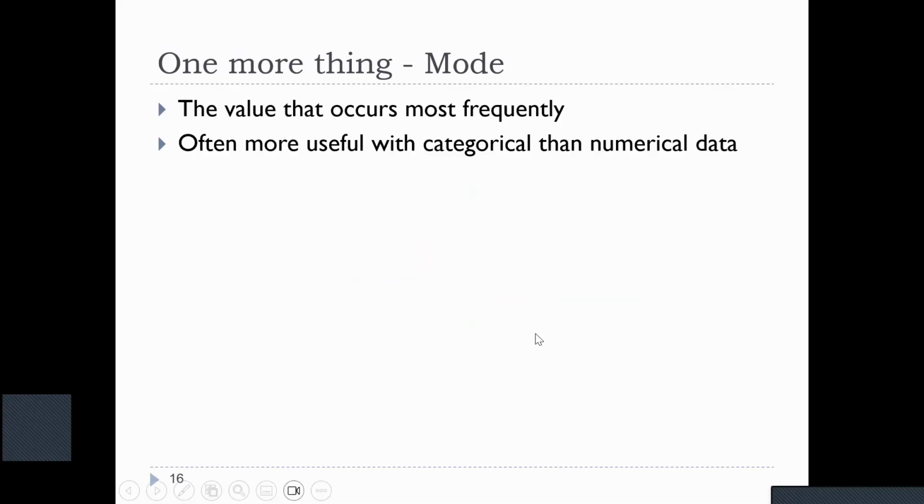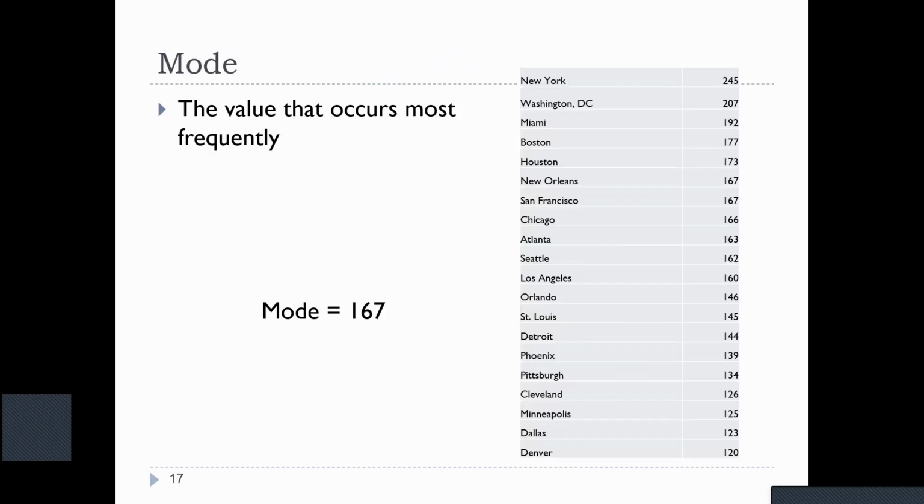One more thing that we use to describe central tendency is mode. This is the value that occurs most frequently, and it's often more useful with categorical than numerical data. Notice here the mode is 167 because that occurs twice over here for New Orleans and San Francisco. That's just not really very interesting.